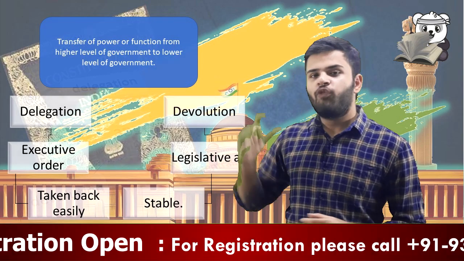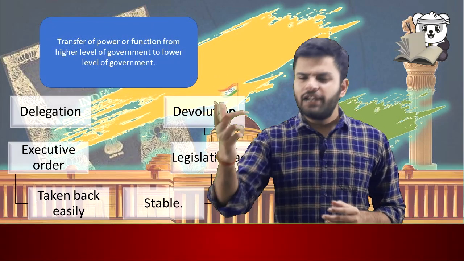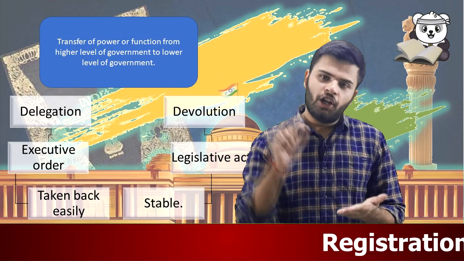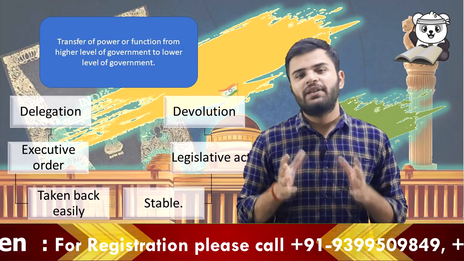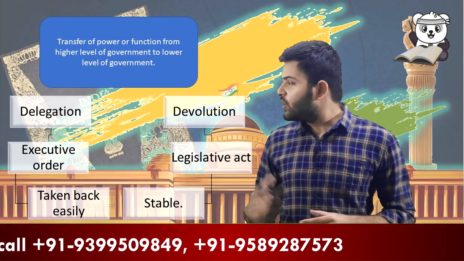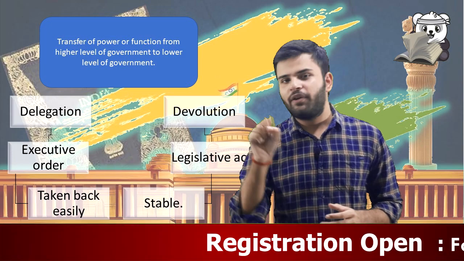Whenever there is a delegation of power, the power has been transferred through an executive act. The higher level of the government has passed an order that to the lower level of the government, I am giving you this power to act in a certain manner. But this power is unstable. Why? Because it can be taken away easily. The next order, the government can give, I am taking away this power from you.